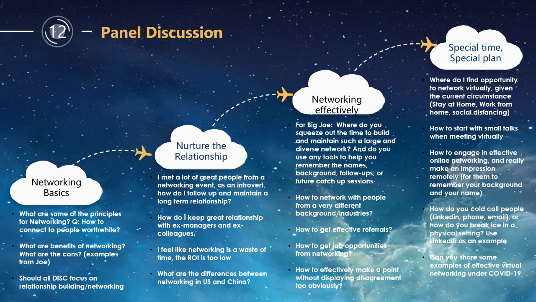Exactly. Absolutely right. And I'm going to move to the next section, networking effectively. The first question comes from an audience member who has a very specific question for you. Knowing that you have 7,000 connections on LinkedIn and 5,000 connections on WeChat, you probably have 3 different WeChat IDs too, right? So how do you squeeze out the time to maintain such a large network? And number 2, do you remember who they are?